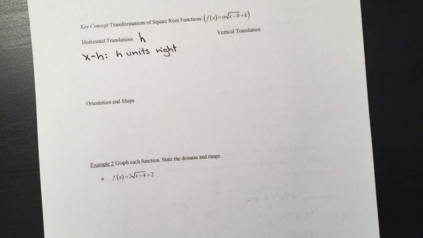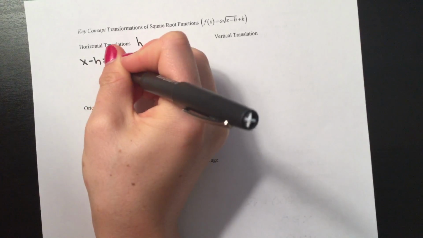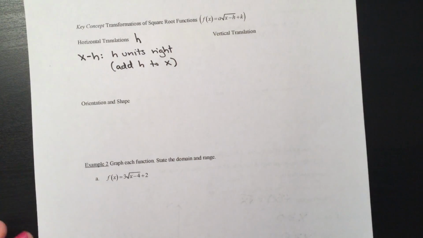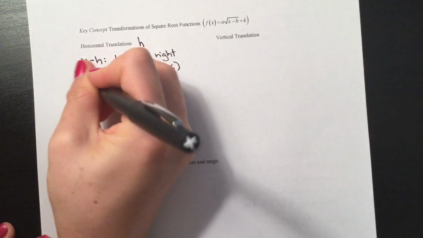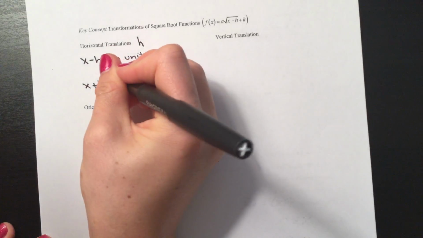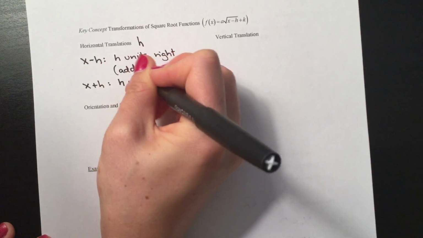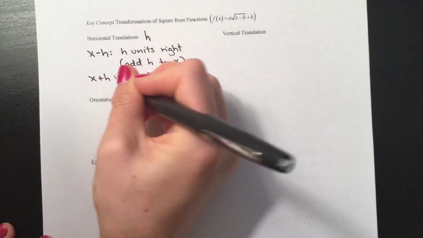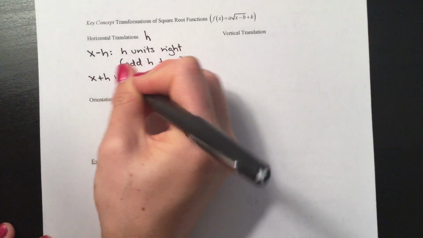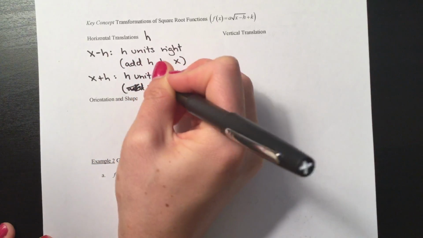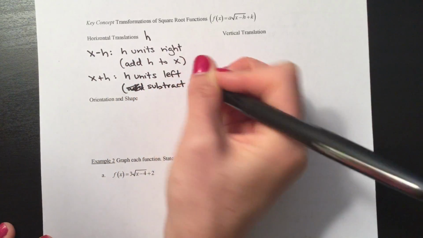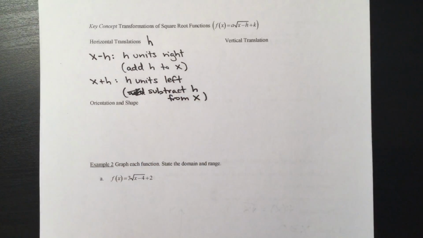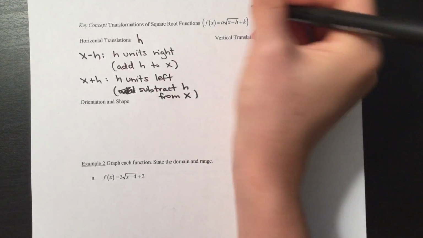Okay, so if you're going h units to the right, what you're going to do is add h to the x values. That's how you transform your original points. And then if you have x plus h, again, you're doing the opposite of what it looks like it's going to do. So that actually takes you h units to the left. So if you're going to the left, you're going to take your x values and transform them by subtracting h from the x values.